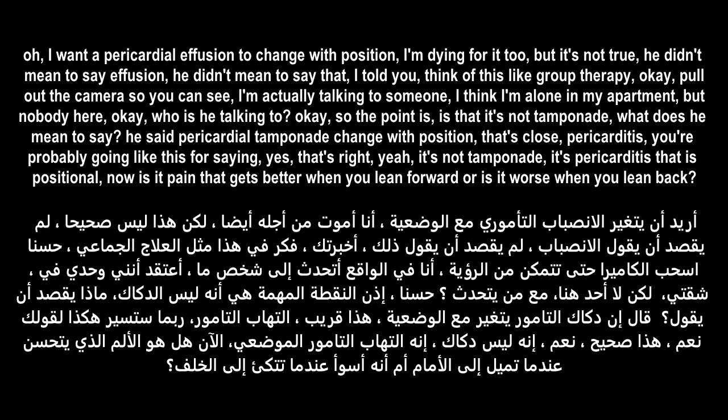Okay, so the point is that it's not tamponade. What does he mean to say? He said pericardial tamponade, change with position. That's close. Pericarditis. And you're probably saying, oh, yes, that's right, right? Yeah, it's not tamponade. It's pericarditis. Pericarditis that is positional. Now, is it pain that gets better when you lean forward, or is it worse when you lean back?